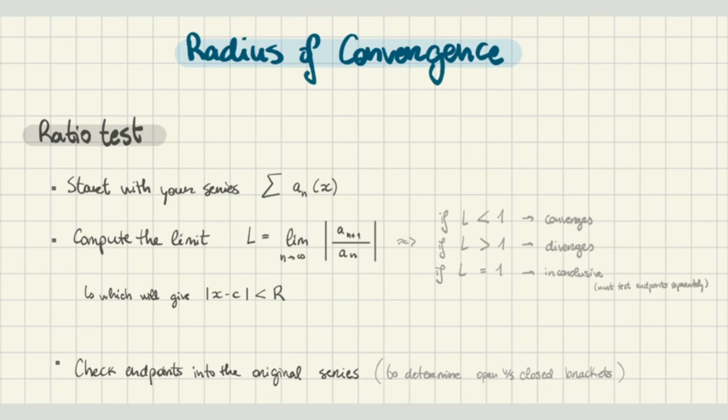So you start with a series, and then you compute the limit, which is going to give you L on the right. If L is less than 1, it converges. If L is greater than 1, it diverges. And if L equals 1, it is inconclusive, and you have to test endpoints separately. After you found L, you have to check endpoints in the original series to determine if it's an open or closed bracket.